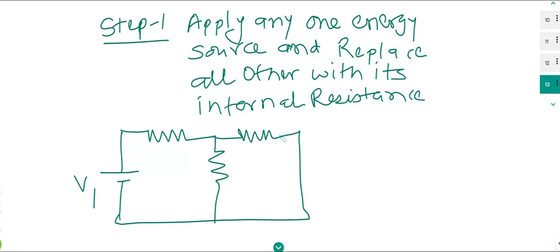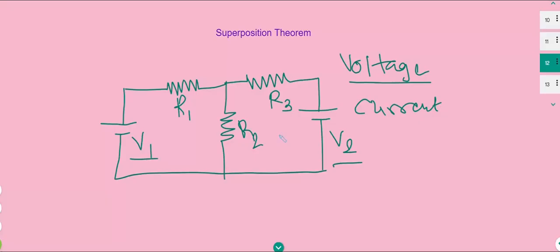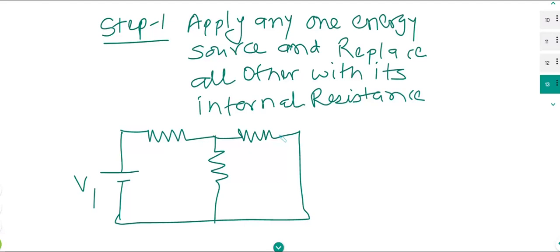Now the internal resistance of this V2 should ideally be 0. Internal resistance of this is 0, and 0 means short circuit. So I have just short circuited this path. So here you now have a circuit like this: V1 is applied and V2 is short circuited.